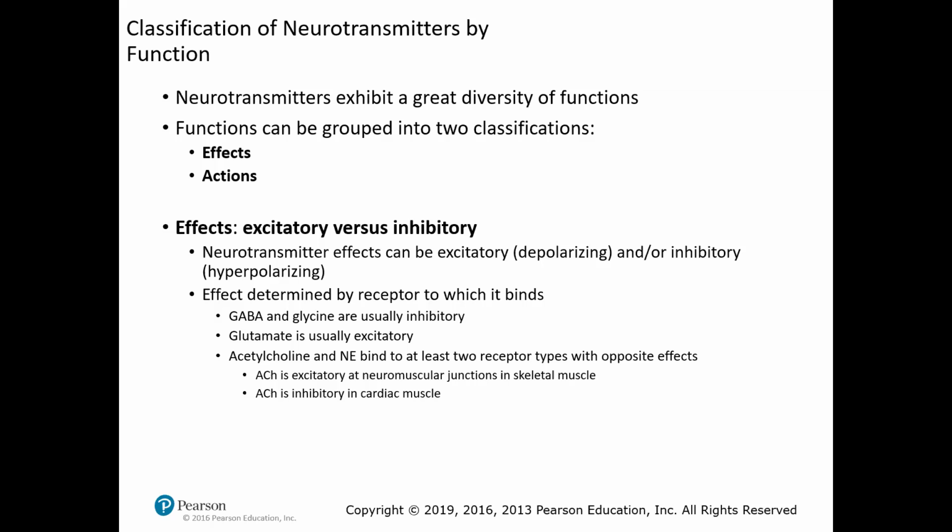Norepinephrine is excitatory in smooth muscle around blood vessels, but may be inhibitory with smooth muscle around our airway. So we have an excitatory effect or an inhibitory effect. So what are the actions of this? We look at acetylcholine: excitatory in skeletal muscle, allowing us to have a muscle contraction. Inhibitory in the cardiac muscle, slowing our heart rate down. Those are the actions.